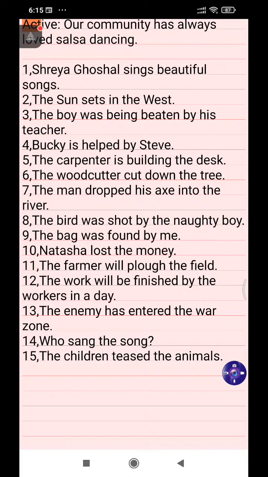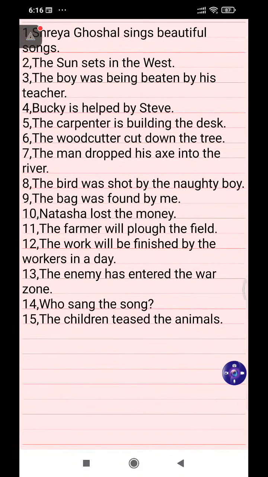The man dropped his axe into the river. So, active voice. The bird was shot by the naughty boy. So, passive voice. The bag was found by me. Passive voice.